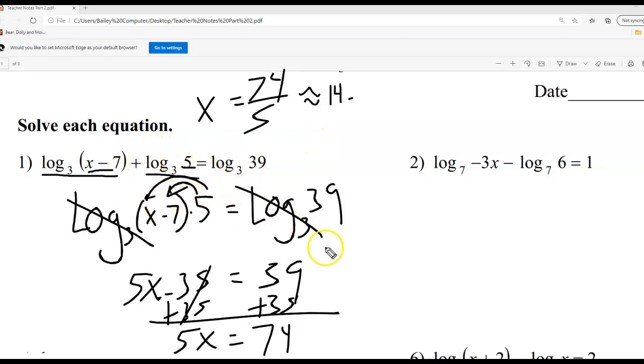So this is one of those problems where we have a log on both sides, right? So we have to check our answer. Does that work? If you plug in 14 here, are you going to end up with 0? No. Are you going to end up with a negative? No. So this is a good answer. We're going to keep that answer.